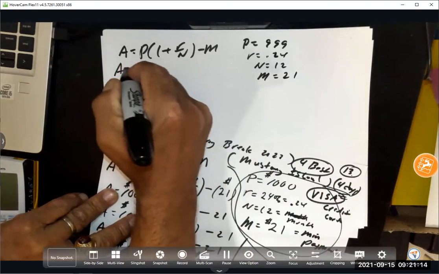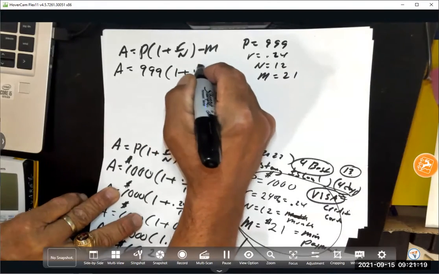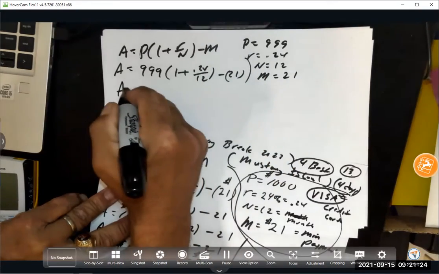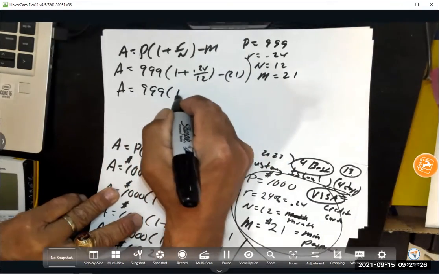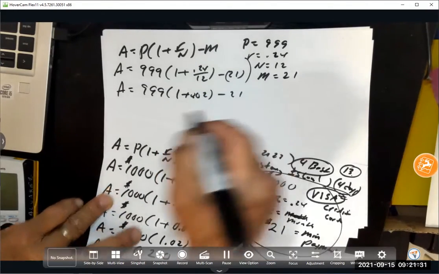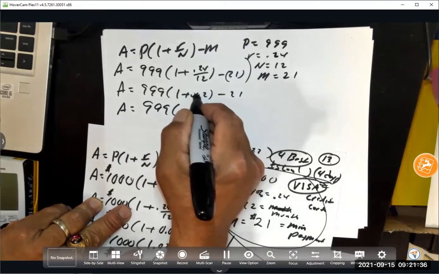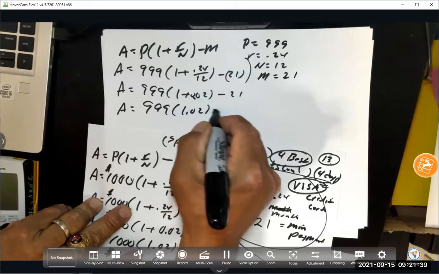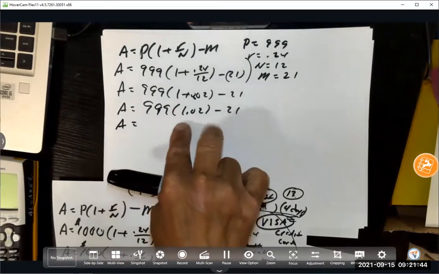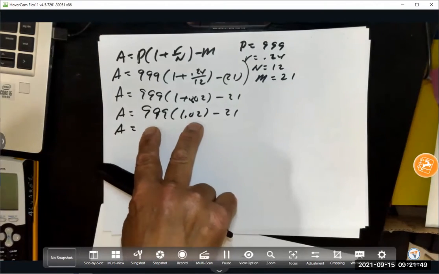So I'm going to put all these numbers again. I owe $999. 1 plus 0.24 divided by 12 minus 21. So this is still going to be the same business. 999 times 1 plus 0.02, or you can put the 0 here if you want to, minus 21. So A equals 999 times 1.02 minus 21. Now you tell me this number. What is 999 times 1.02? How much is that?